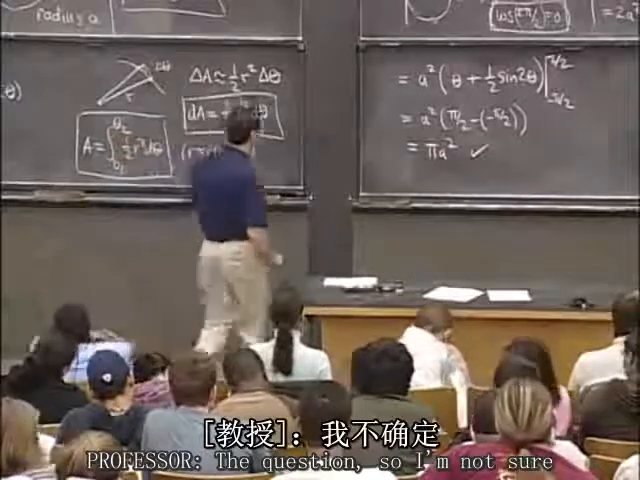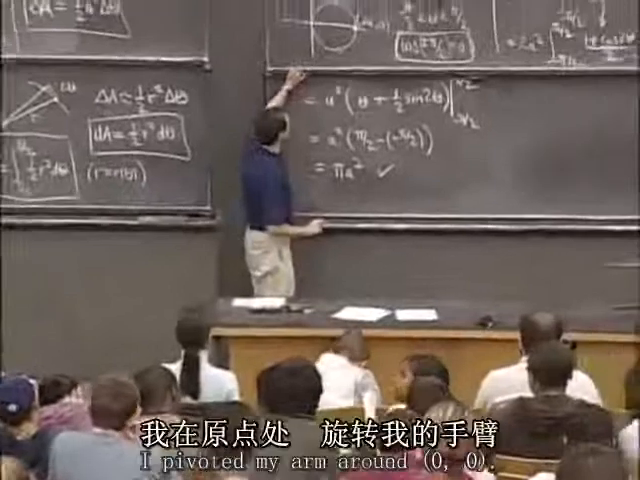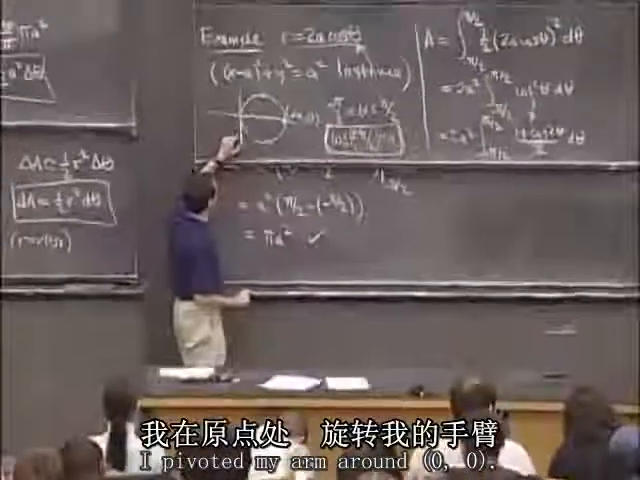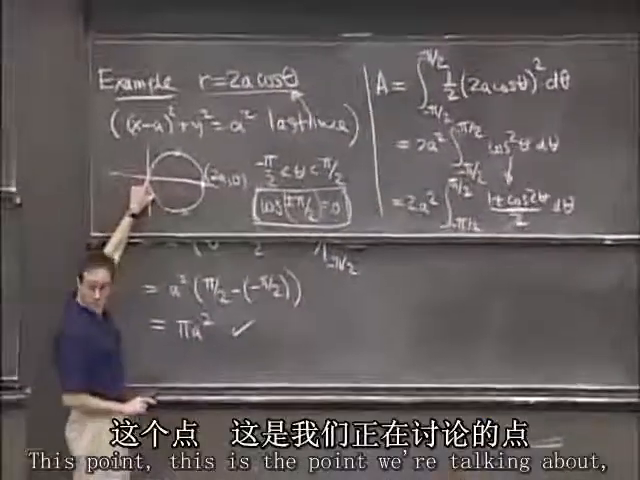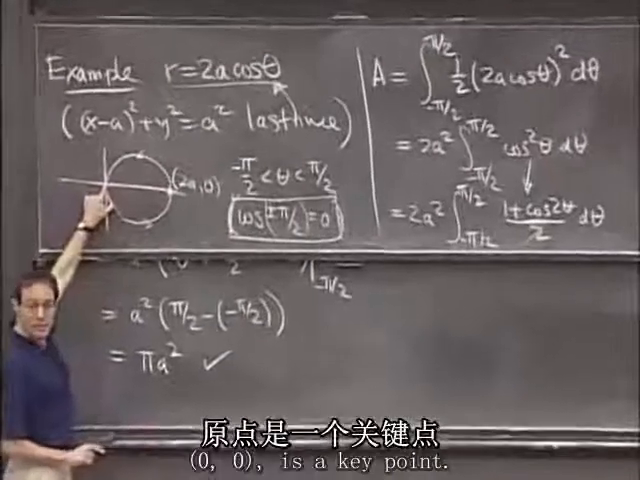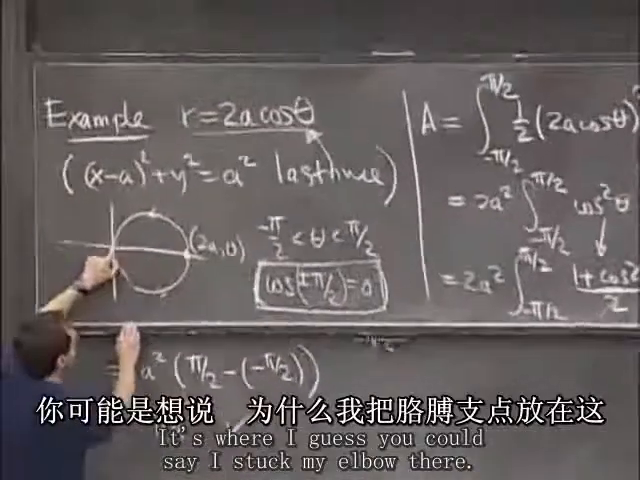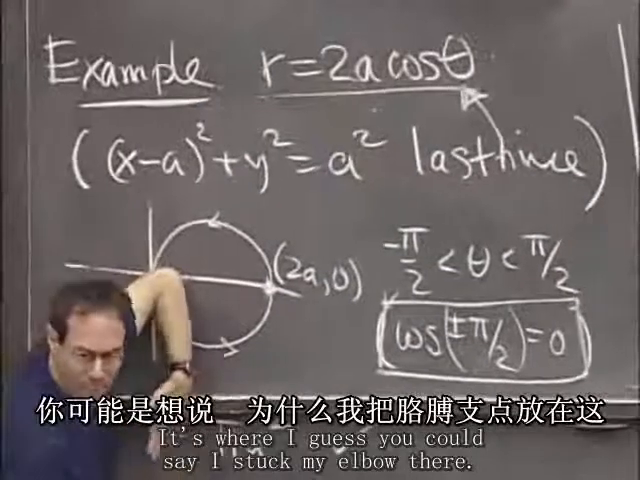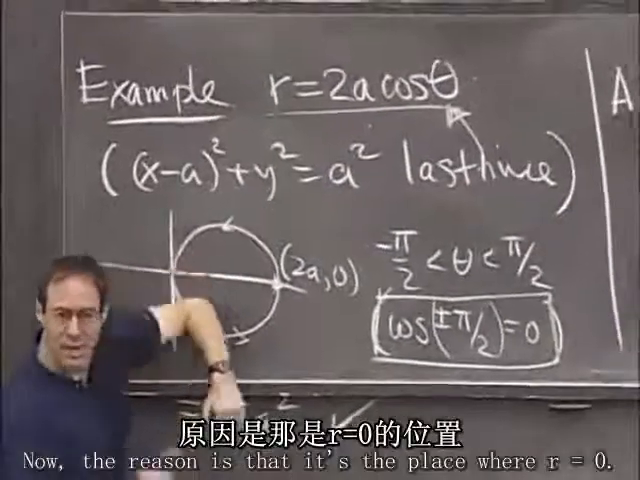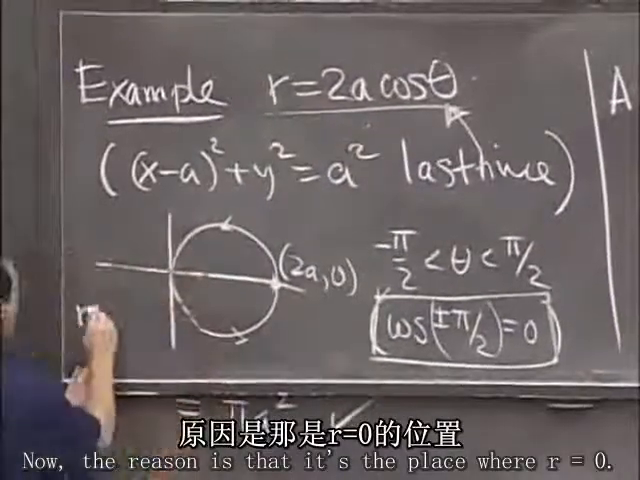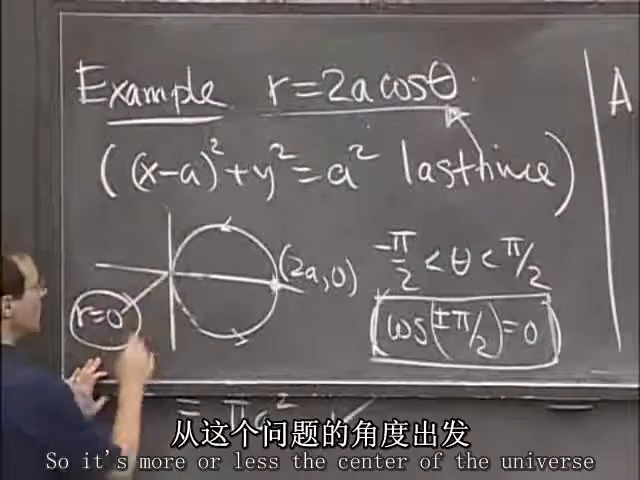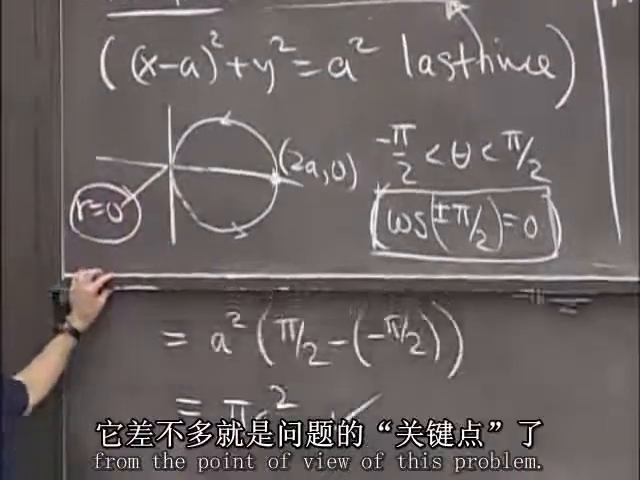The question, so I'm not sure which question you're asking. I pivoted my arm around 0, 0. This point, this is the point we're talking about, 0, 0, is a key point. It's where I guess you could say I stuck my elbow there. Okay? Now, the reason is that it's the place where r equals 0. So it's more or less the center of the universe from the point of view of this problem.